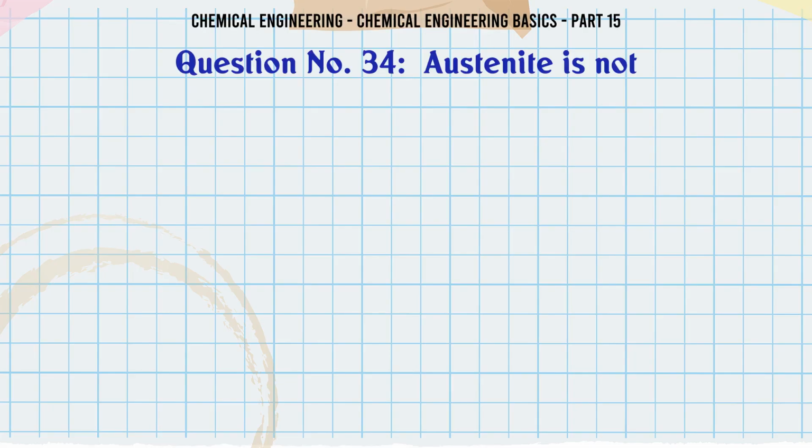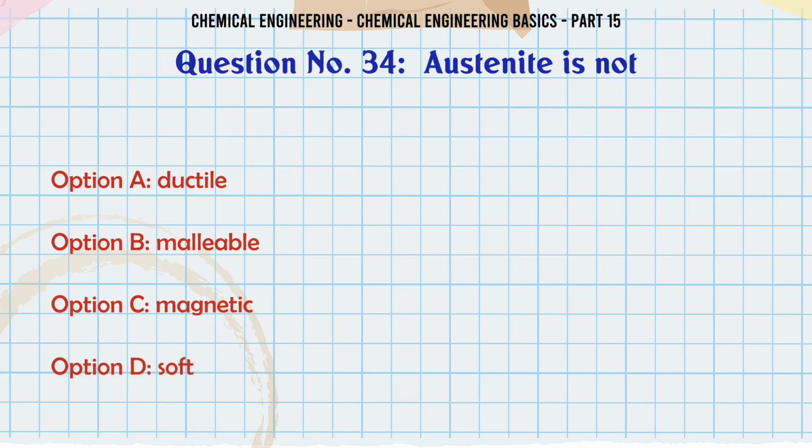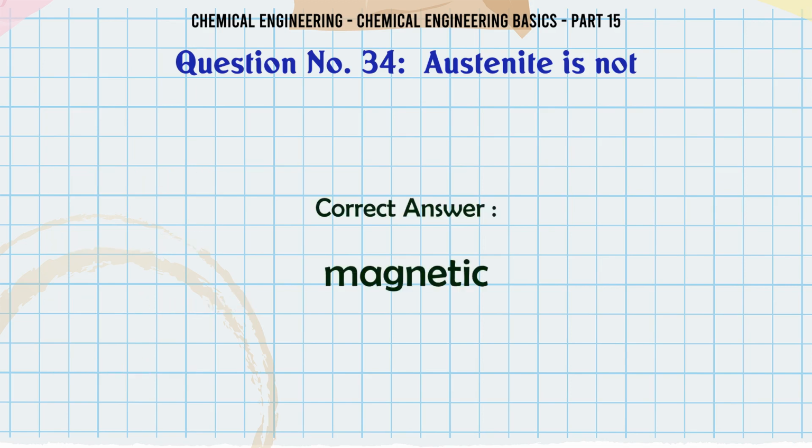Austenite is not A. Ductile. B. Malleable. C. Magnetic. D. Soft. The correct answer is magnetic.